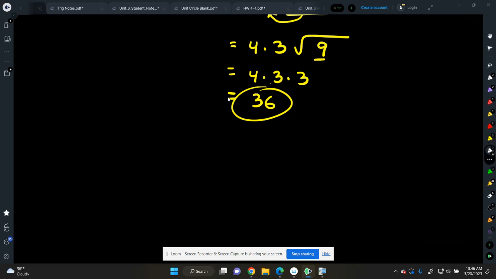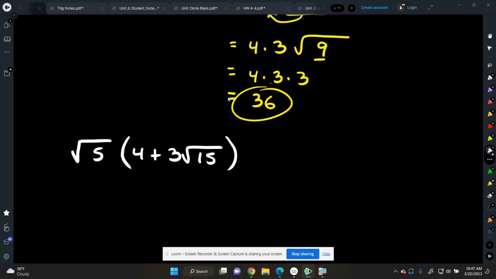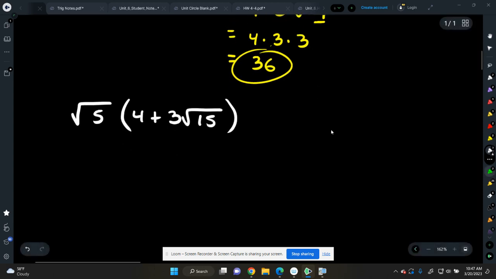All right, let's do another one. Let's do the square root of 5 times 4 plus 3 root 15. Okay. So what do you think we have to do with this one? The inside part. We're going to distribute.